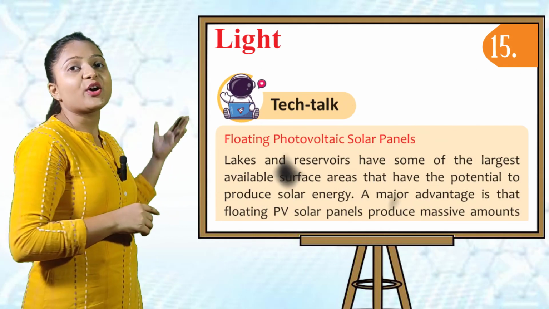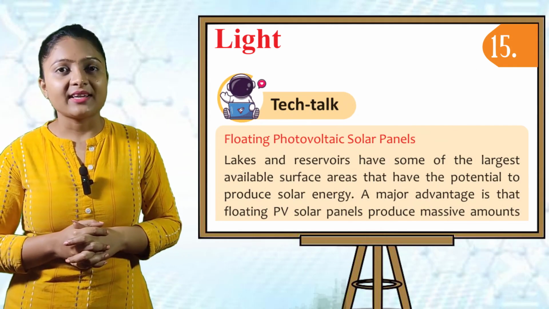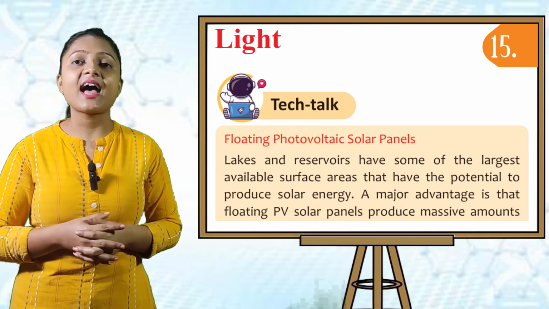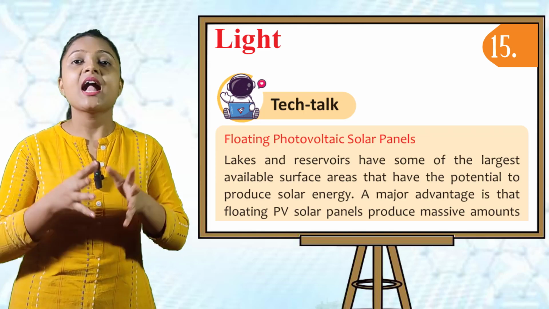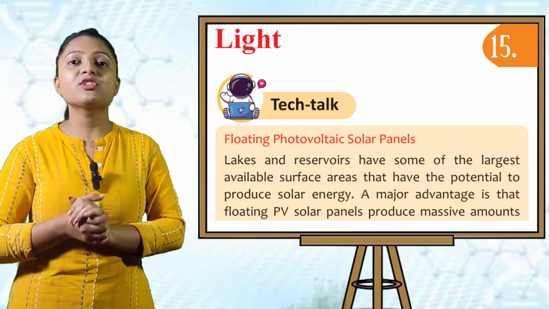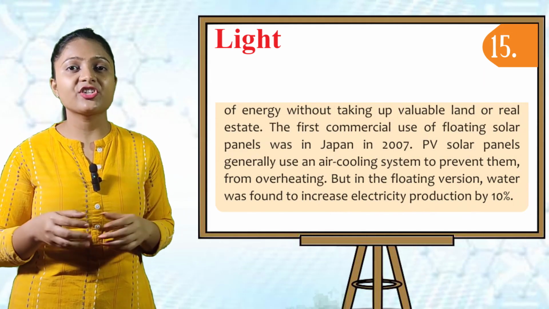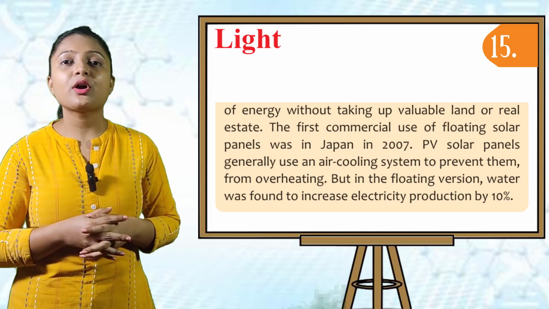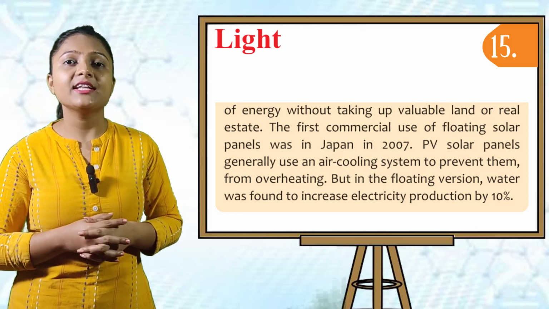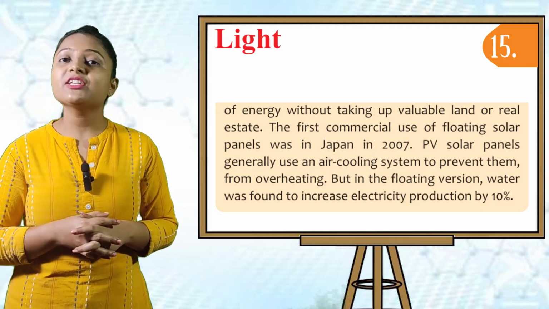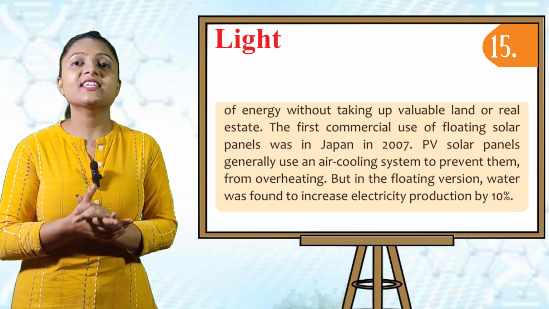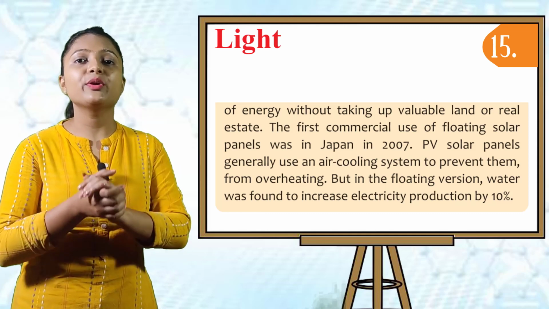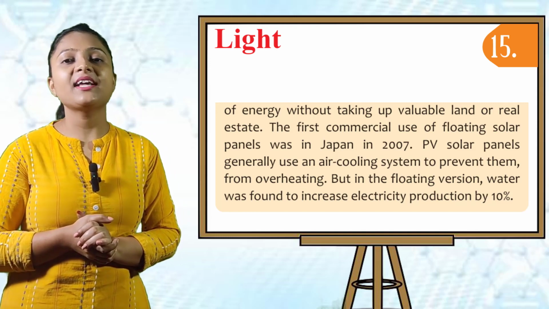Tech Talk. Floating photovoltaic solar panels. Lakes and reservoirs have some of the largest available surface area that have the potential to produce solar energy. A major advantage is that the floating PV solar panels produce massive amounts of energy without taking up valuable land or real estate. The first commercial use of floating solar panels was in Japan in 2007. PV solar panels generally use an air cooling system to prevent them from overheating. But in the floating version, water was found to increase electricity production by 10%.